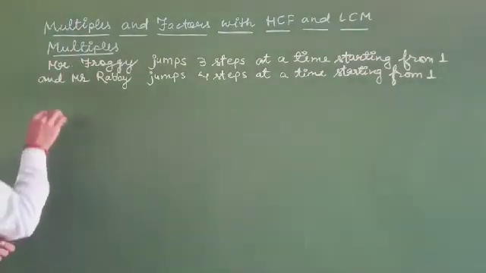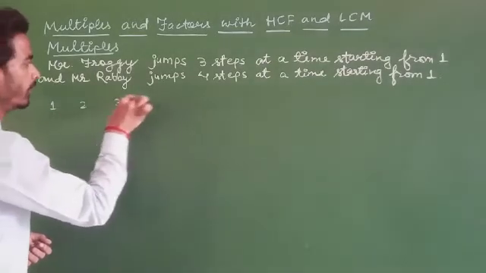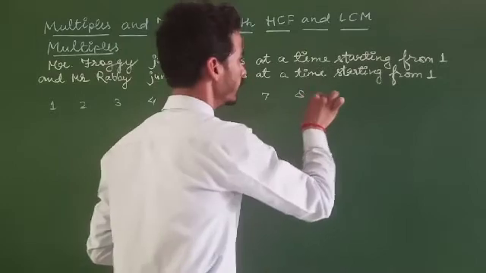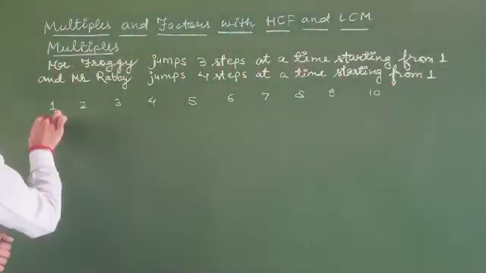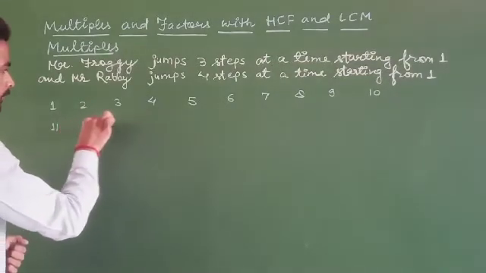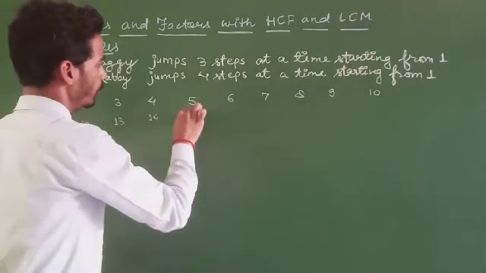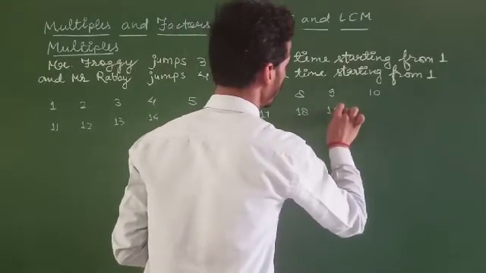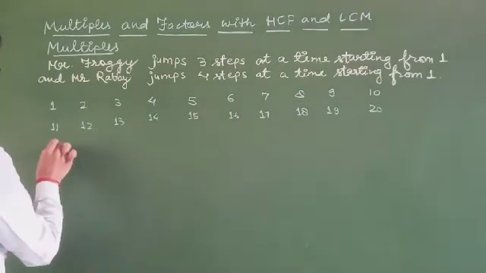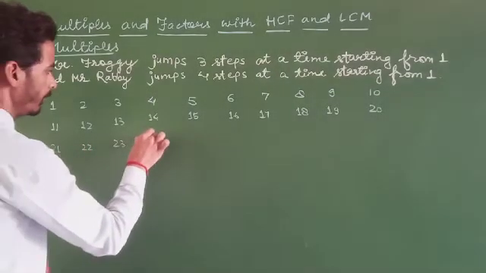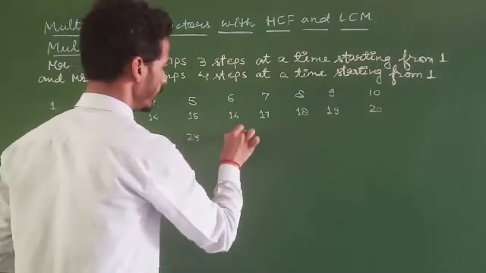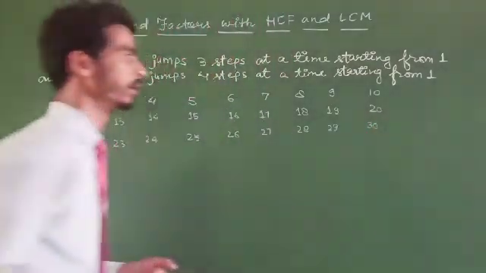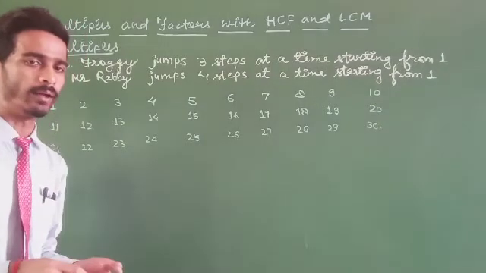Okay, so there are numbers 1, 2, 3, 4, 5, 6, 7, 8, 9, 10, 11, 12, 13, 14, 15, 16, 17, 18, 19, 20, 21, 22, 23, 24, 25, 26, 27, 28, 29, 30. Okay, these are the numbers.